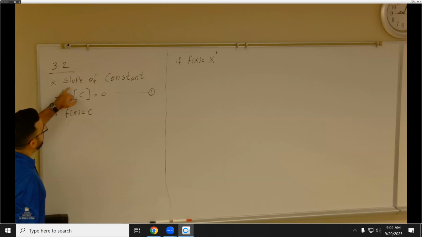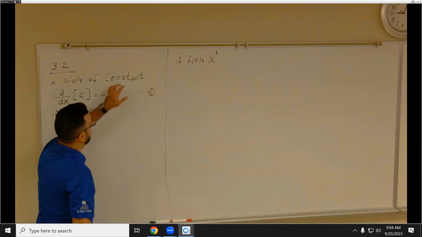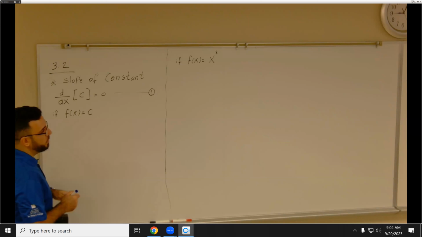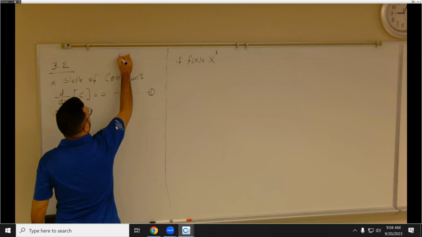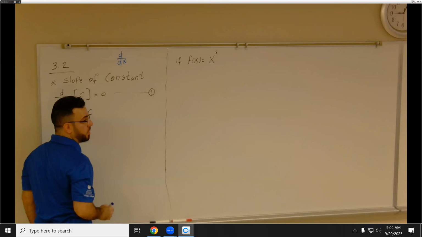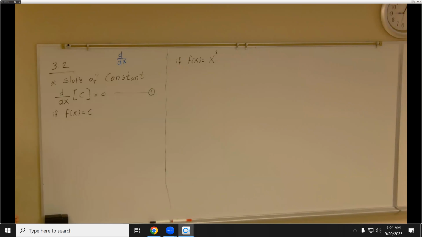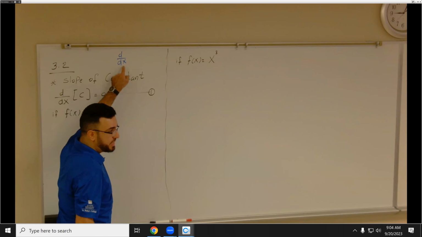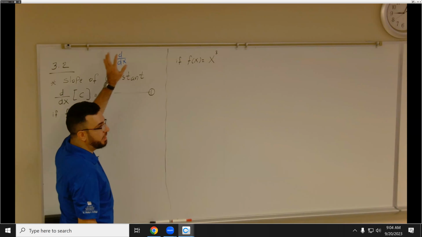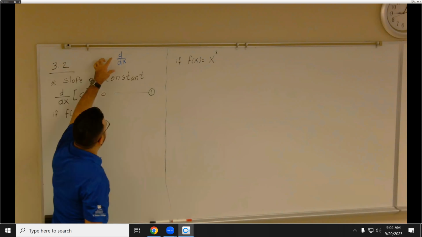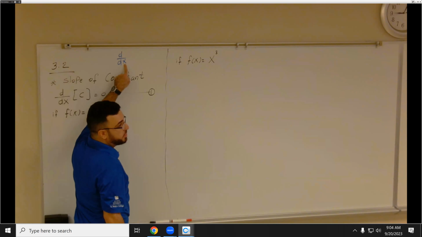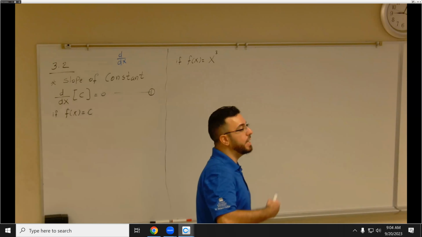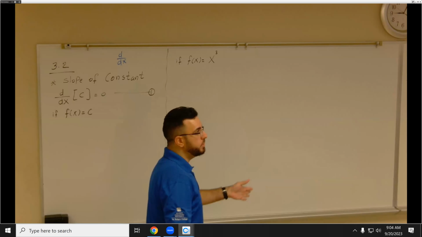So the slope of the constant function, which means the slope, it means the derivative. The same thing. Now you're gonna see always d over dx. What does that mean? That means the slope with respect to which variable? With respect to x, which means the same thing, the derivative. I'm going to find the derivative with respect to which variable? X.